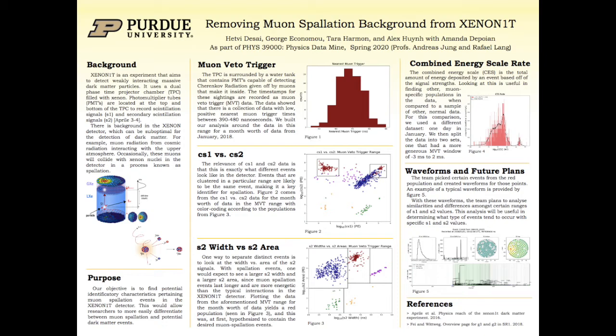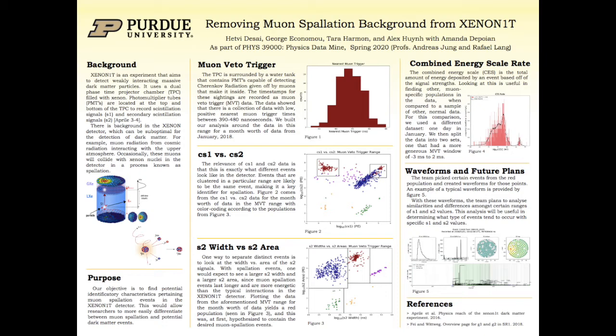Figure 1 shows that there is a collection of data with low positive nearest muon veto trigger times between 390 and 480 nanoseconds, and we built our analysis around the data in this range for a month's worth of data from January 2018. Let's move on to the CS1 versus CS2 section.